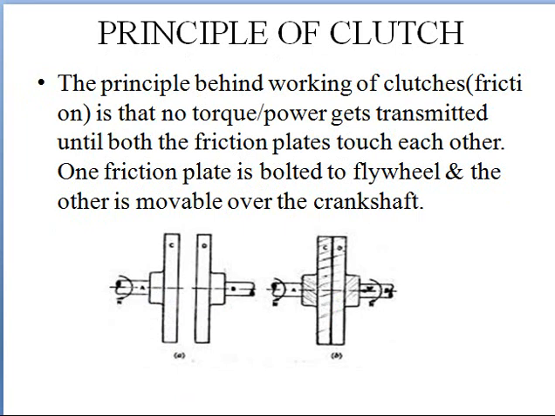The principle behind the working of a clutch is that no torque or power gets transmitted until both the friction plates touch each other. One friction plate is bolted to the flywheel and the other is movable over the crankshaft. It means there will be frictional lining for both the plates, and only if both are in contact with each other will the power transmission take place. If not, the power transmission will not take place.